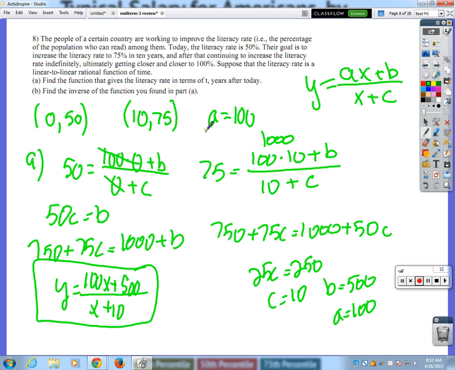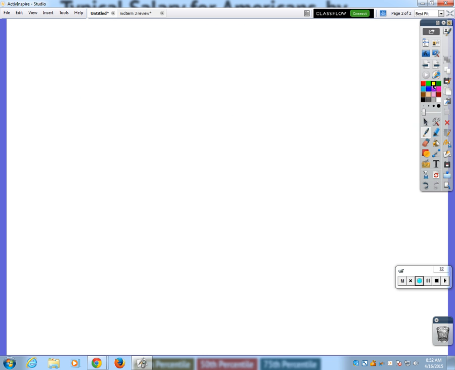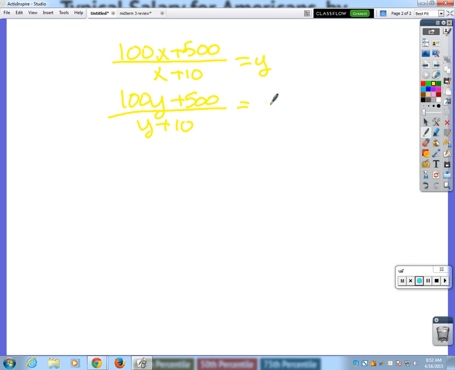equation, right? Okay. All right, so then it says to find the inverse. Okay, do you have this written down somewhere? Okay. Maybe you tell me what it is. Equals y. Okay, so the inverse is switching around, right? Okay, so (100y plus 500) over (y plus 1) equals x.